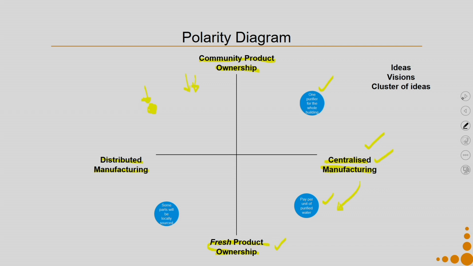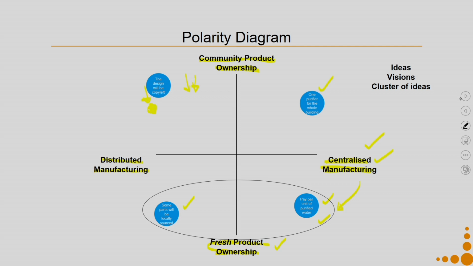So, say for example, I have another one in which it says although I have pay per unit of purified water, I am saying some parts will be locally sourced. Can I put this thing into a particular cluster of ideas? So, although they were disjoint ideas at the beginning, I can think of coming up with a new way of offering the PSS in which I combine these two ideas. So, some parts will be locally sourced, other parts will be centrally manufactured. So, this is one example of a polarity diagram for all the ideas generated.